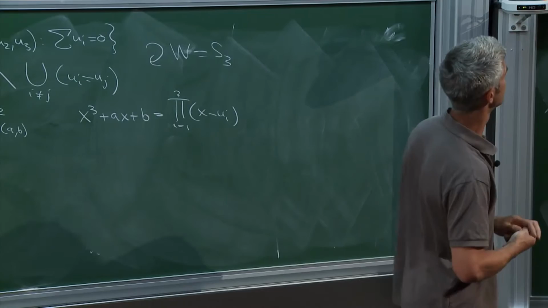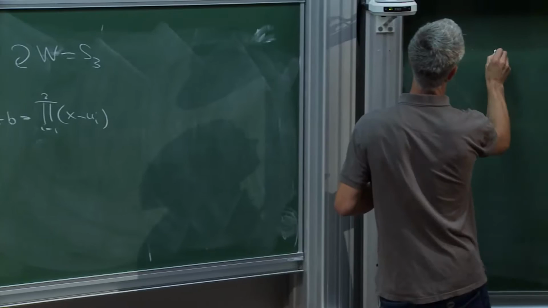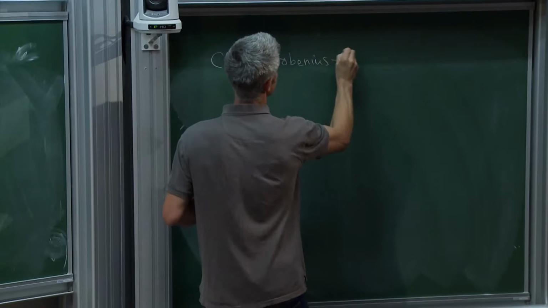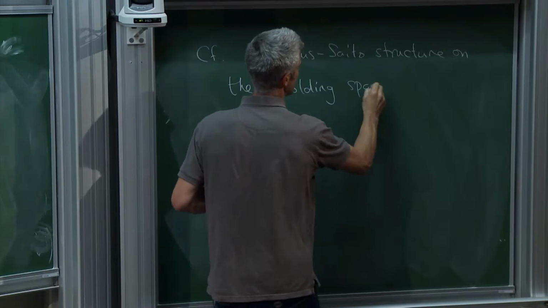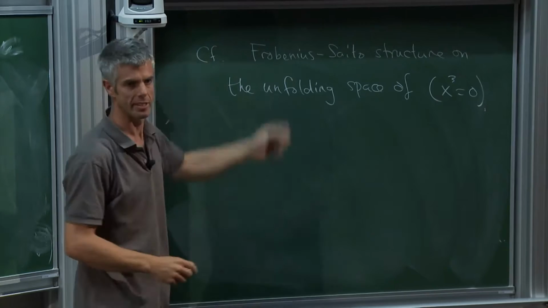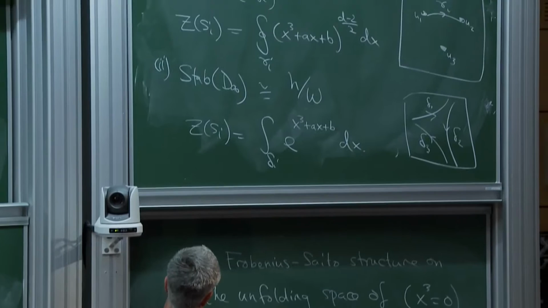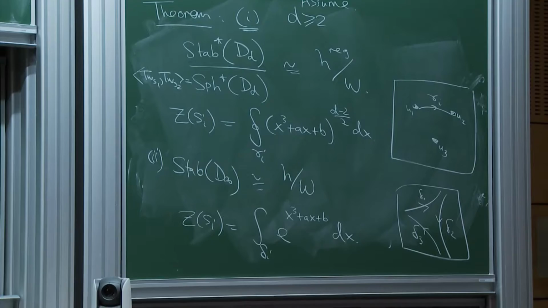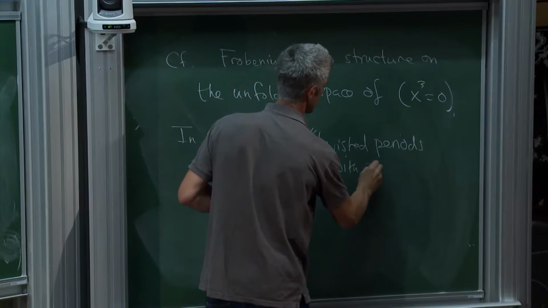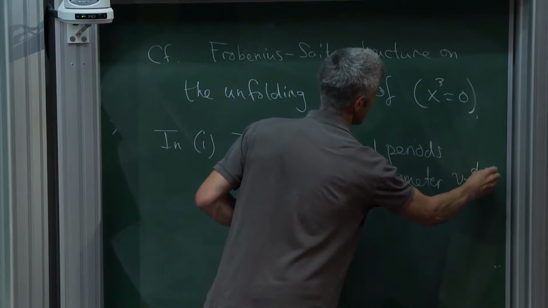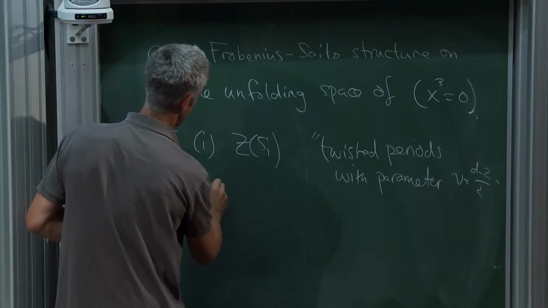Okay, but what I want to take from this, and maybe people will disagree, is that this reminds me of the Frobenius structure on the unfolding space of the singularity x cubed equals 0. That's exactly H mod W, and the discriminant is this thing. And in 1, these functions are called twisted periods with parameter. So there's some parameter here, which is d minus 2 over 2. And in 2, these things are deformed flat coordinates.